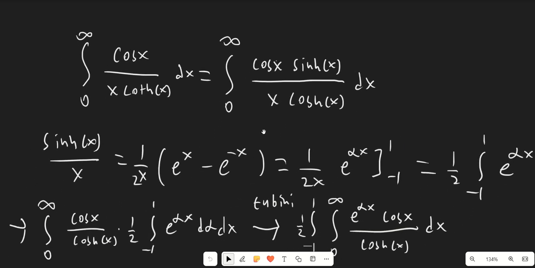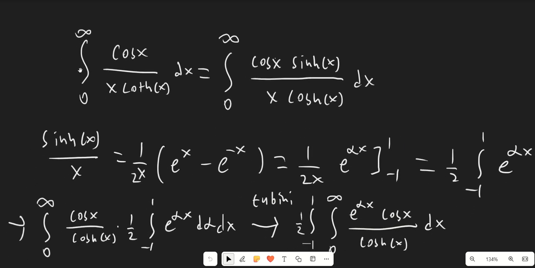So first thing we want to do is definitely rewrite this in a better way, because the cos x on the bottom just makes everything look very nasty. So we have cosine of x over x hyperbolic cotangent of x dx is the same as cosine of x times sinh x over x cos x dx. Now notice that this sinh x over x sort of cancels with cos x at 0, and that's the only reason that this integral actually converges.